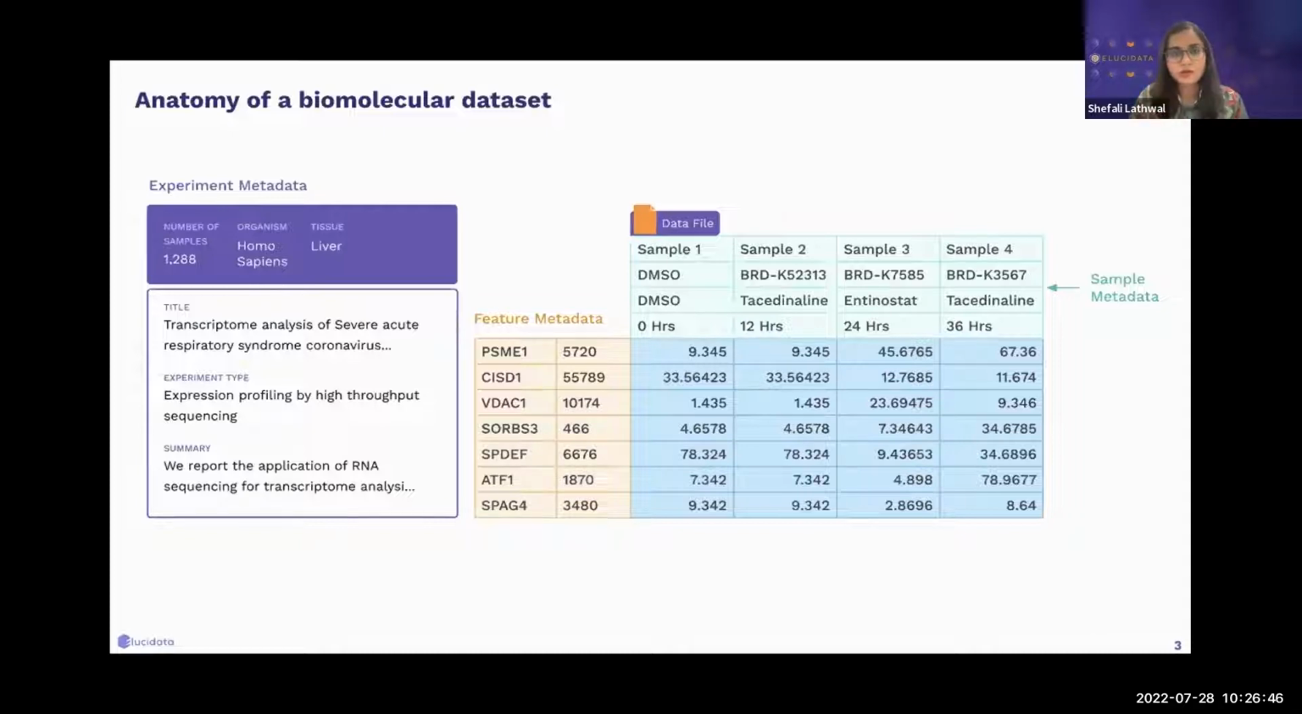So in the example on your screen, you can see that it's a gene expression data set. So we need to know the metadata about the genes and what the expression of each particular gene was.